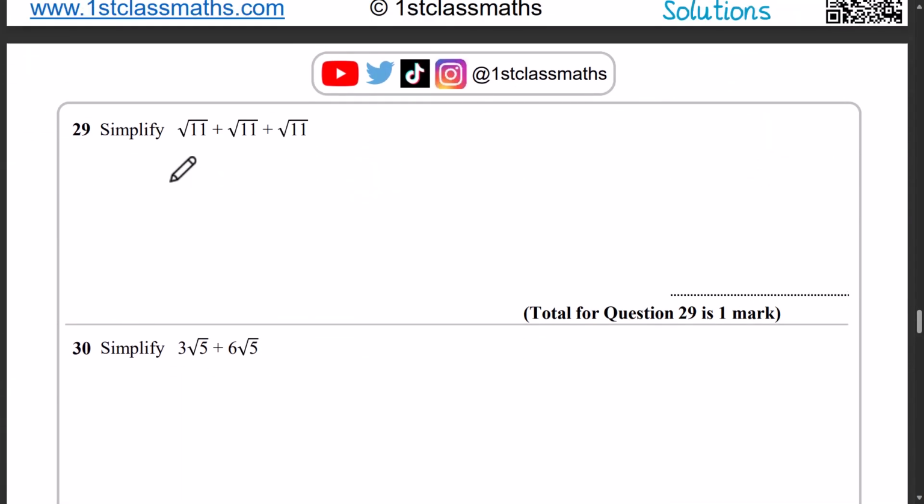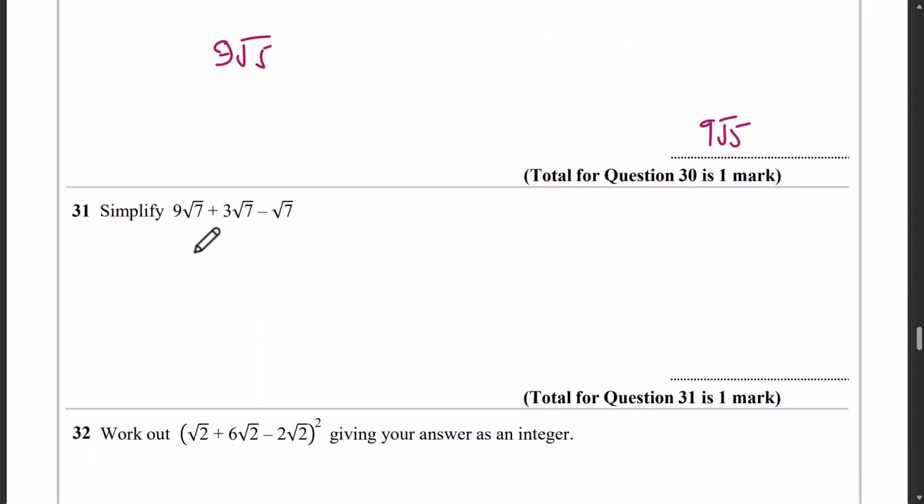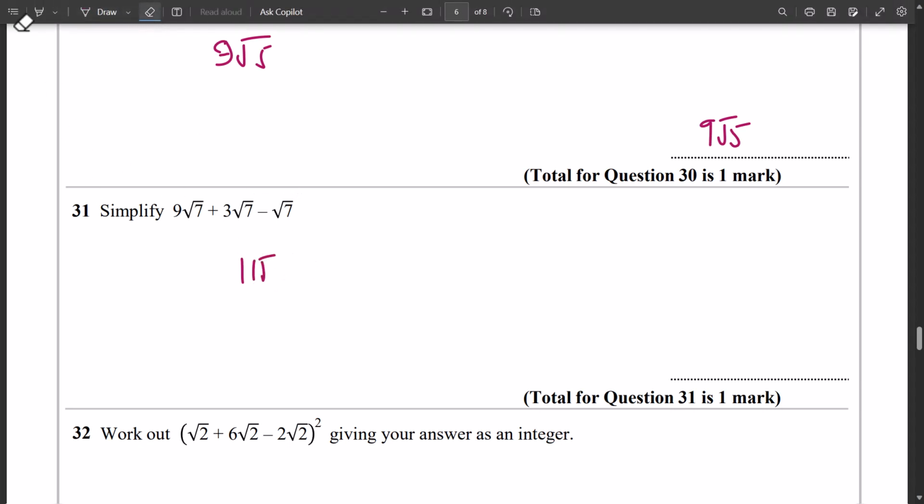And this, you have root 11 plus root 11 plus another root 11. So that's definitely going to give you 3 root 11. Then for number 30, they have the same number in the square root. So 3 plus 6 is 9. So it's 9 root 5. And then next, you have similar terms. 9 plus 3 is 12, 12 minus 1 is 11. So it's 11 root 7.